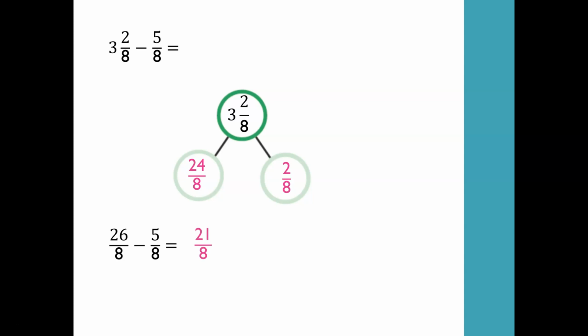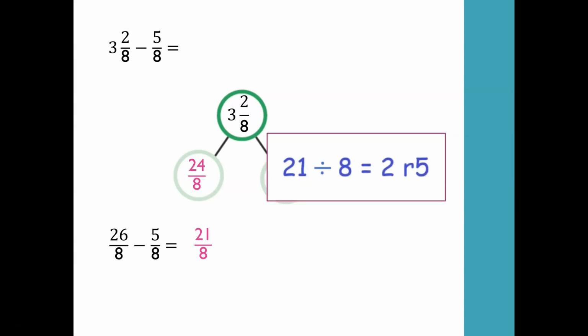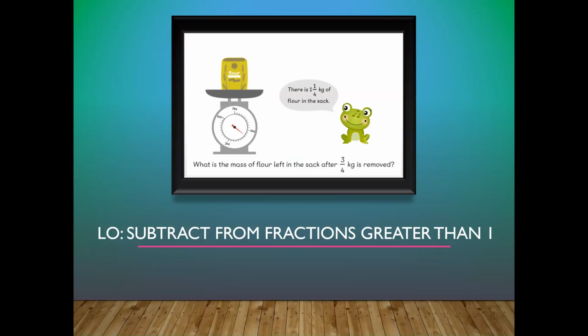That's an improper fraction. Instead of leaving it as an improper fraction, I divide the numerator by the denominator to find out the equivalent mixed number. 21 divided by 8 is equal to 2 with a remainder 5. So 21/8 is the mixed number 2 5/8.